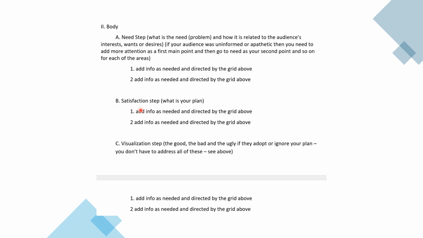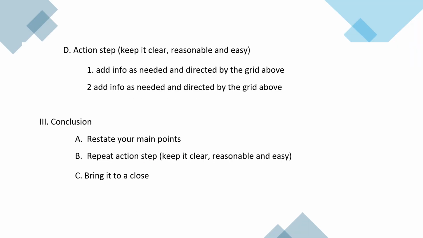Letter B, your satisfaction step. This is your plan. What did you have written above in step 2, the satisfaction step? You're going to bring that down here and you're going to add it into this outline. Same thing with step 3, with visualization, with step 4, and with step 5, action. And then you are going to write your conclusion.